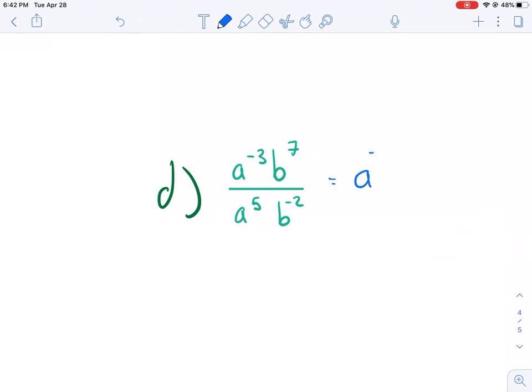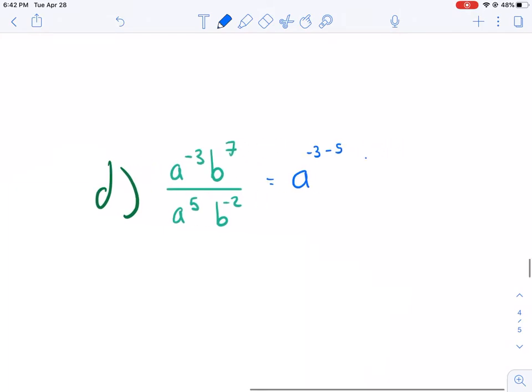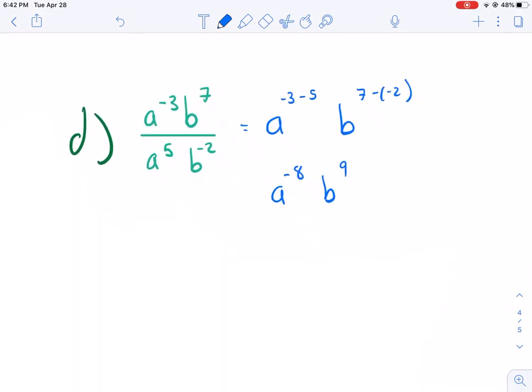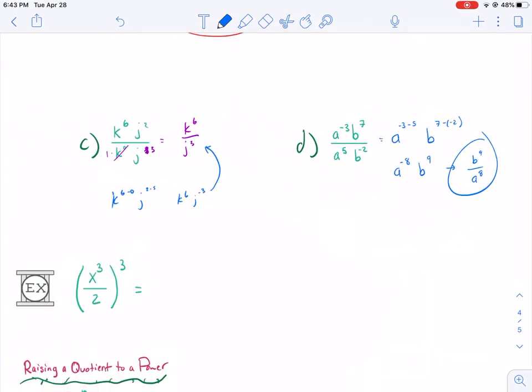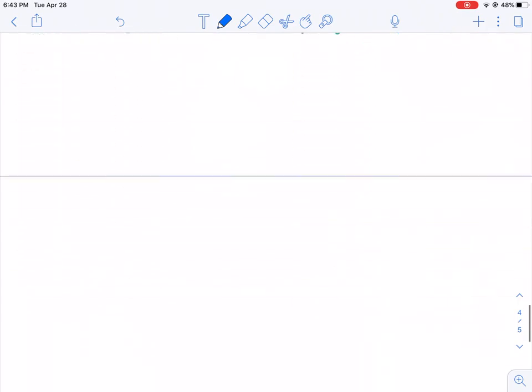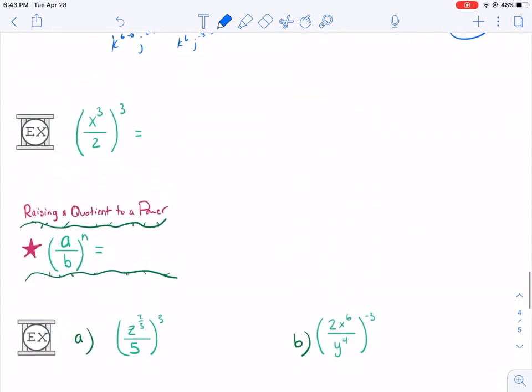So here we have a to the -3 minus 5, and then b to the 7th minus a -2. Don't forget to keep the -2 in parentheses. So this problem becomes a to the -8 times b to the 9th power. If you wanted to rewrite this as a fraction, you could have b to the 9th power over a to the 8th, and that's our final answer. Only a few more examples left, so let's go ahead and finish this off.